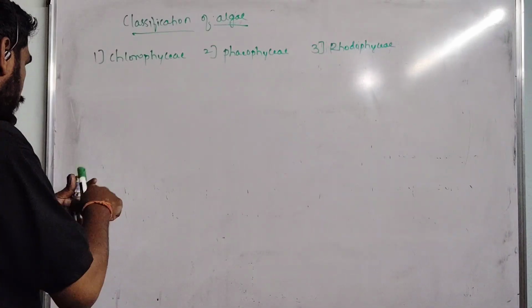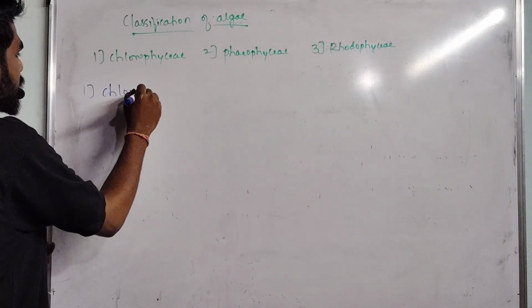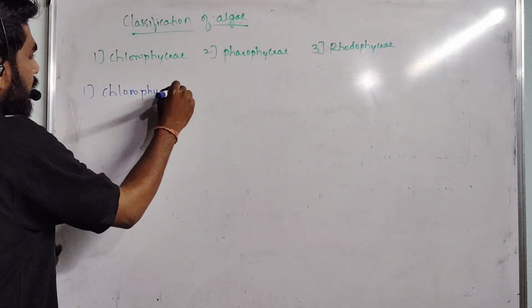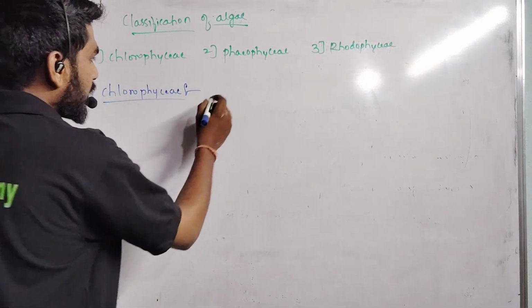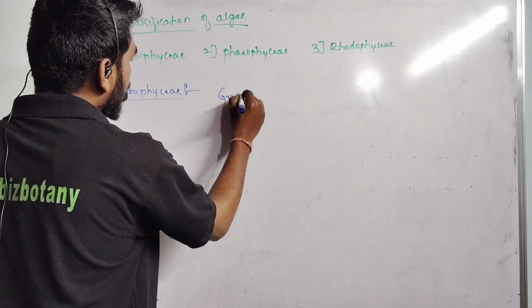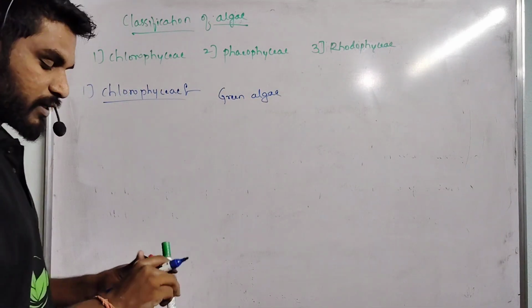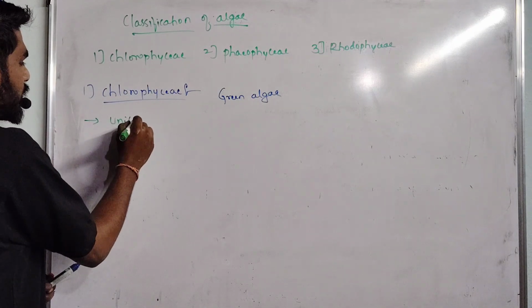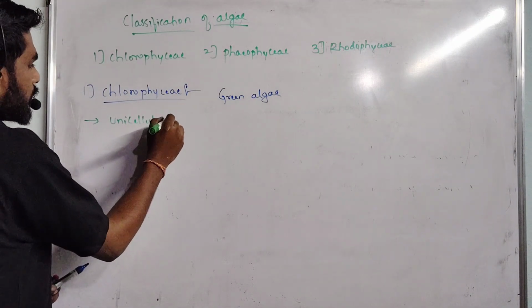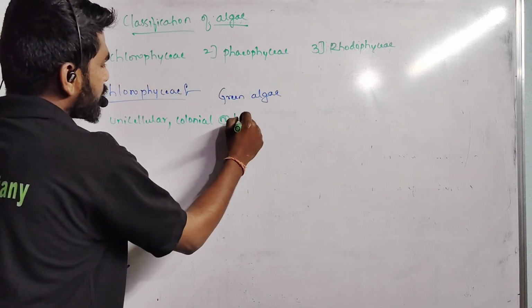First one is a Chlorophyceae. We commonly call the Chlorophyceae class as green algae. How are the algae present in the Chlorophyceae class? They may be unicellular, colonial, or filamentous.